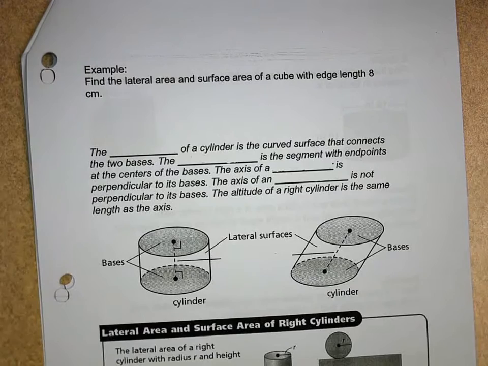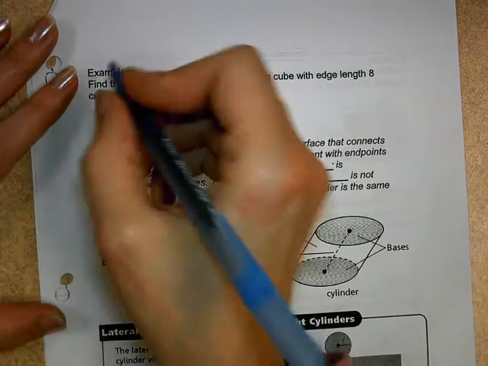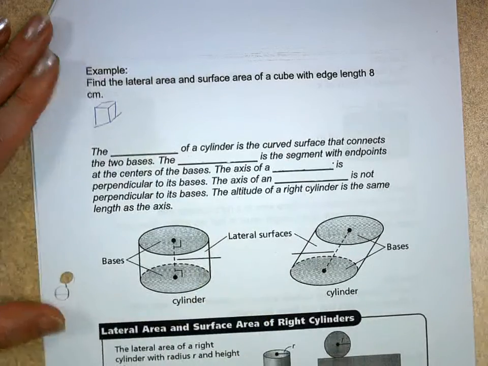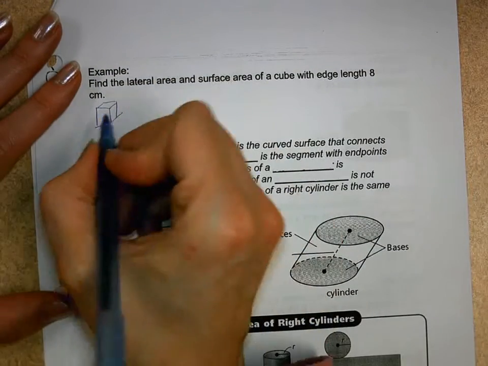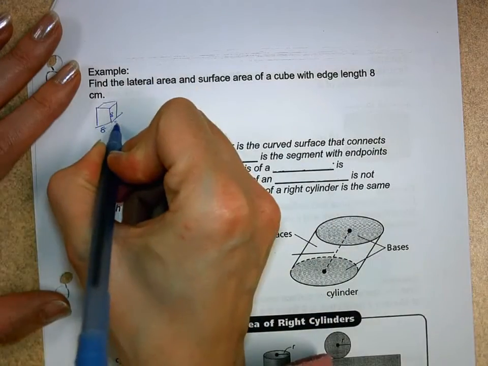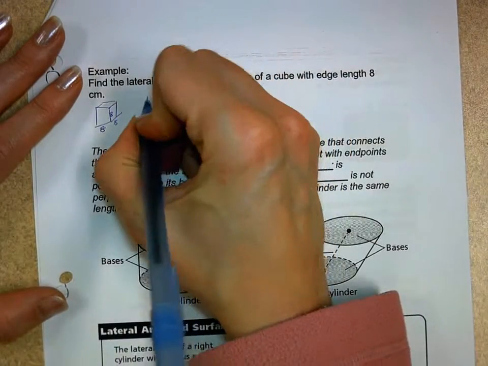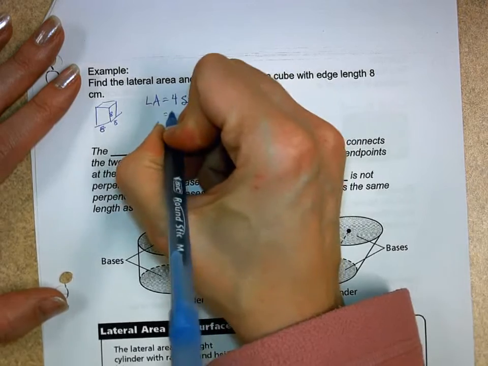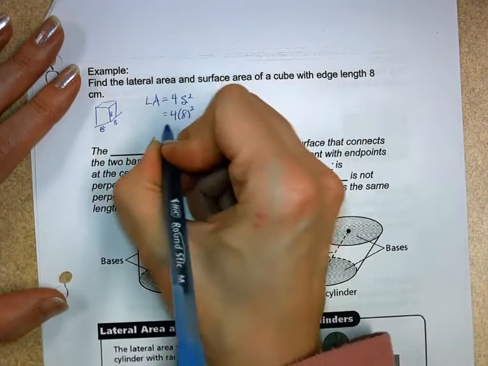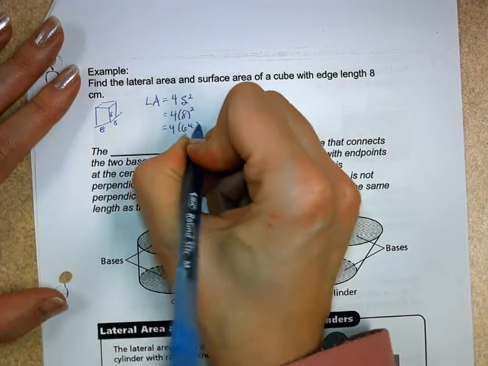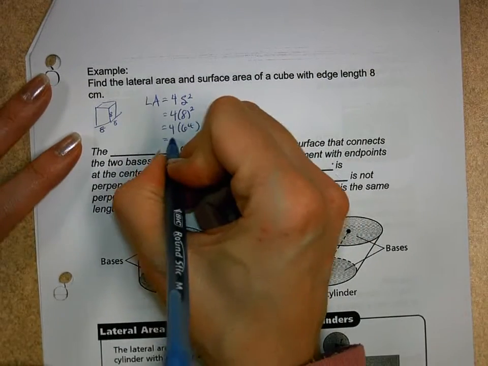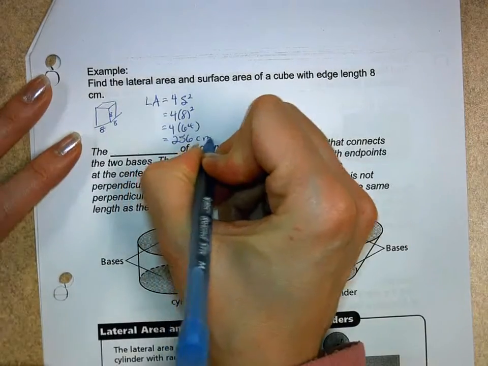It says find the lateral area and surface area of a cube with edge length 8 centimeters. Well, here's your cube, as good as I'm going to draw it today. And it says all of them have edge length of 8. Well, we know from what we did on the other page, your lateral area is 4 times the side squared. So that's 4 times 8 squared. So 4 times 64, and we get for that one 256 square centimeters.